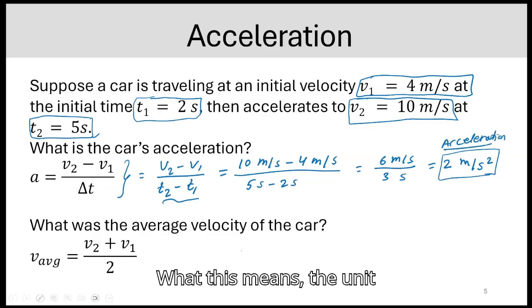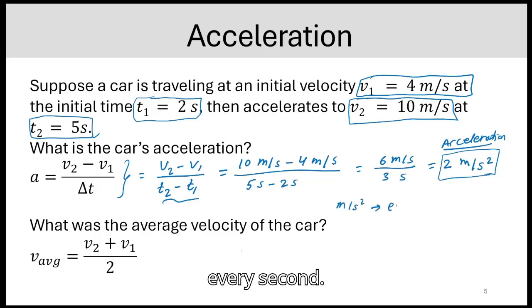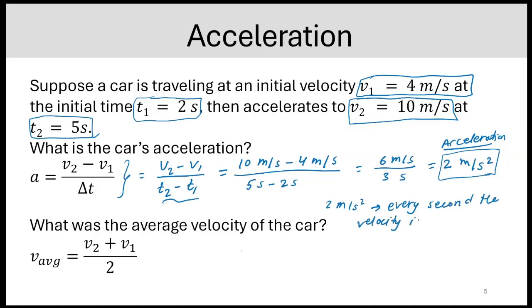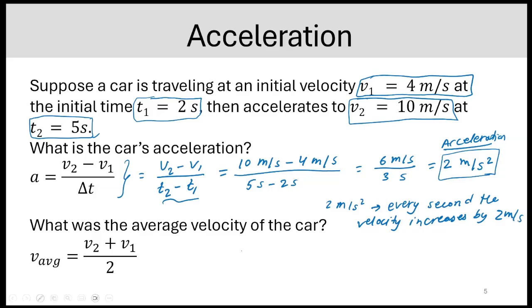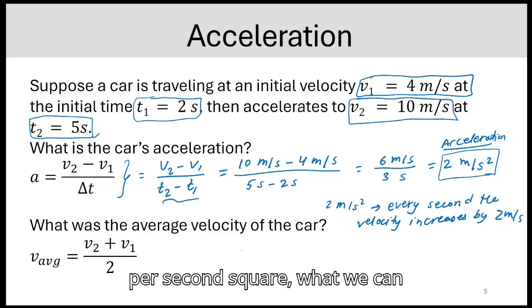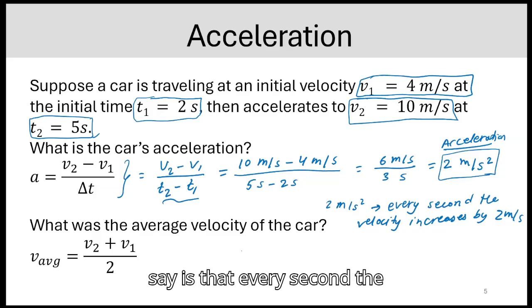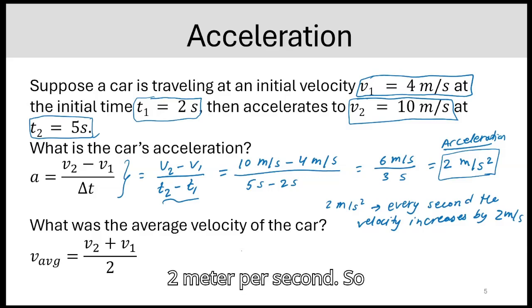What this means, the unit 1 meter per second square means every second the velocity increases by 2 meter per second. So every second, if the acceleration of the car is 2 meter per second square, what we can say is that every second the velocity of the car will increase by 2 meter per second.